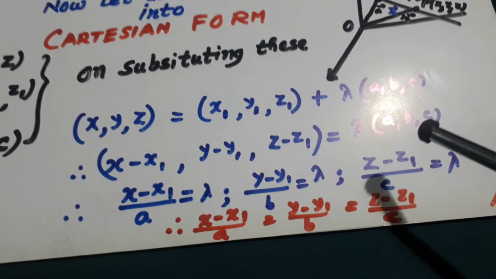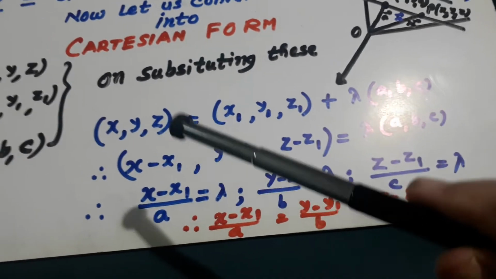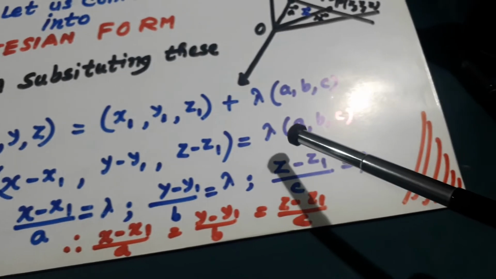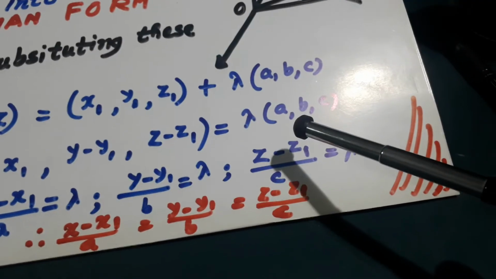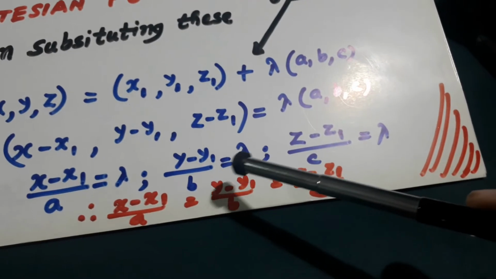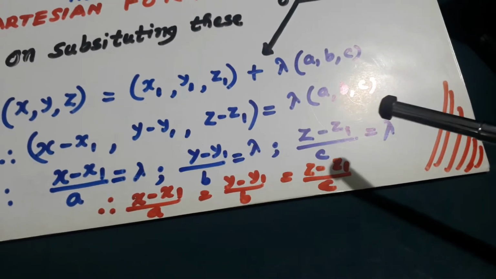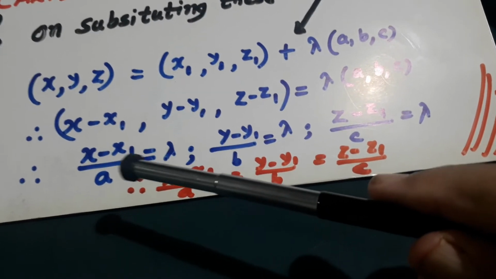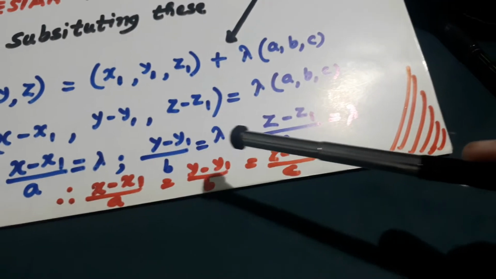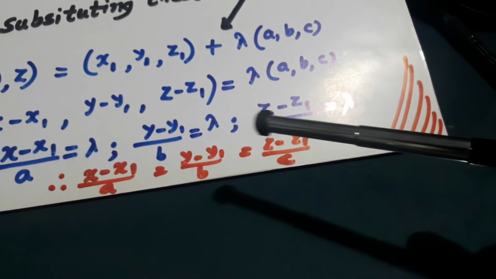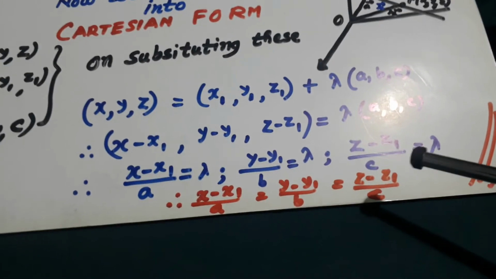Now compare each part. This component will be equal to this component. So x minus x1 will be equal to lambda A. Y minus y1 will be lambda B. Z minus z1 will be lambda C. From here, find the value of lambda. So it becomes x minus x1 over A. This A will come down. Similarly, y minus y1 over B, z minus z1 over C will be equal to lambda.